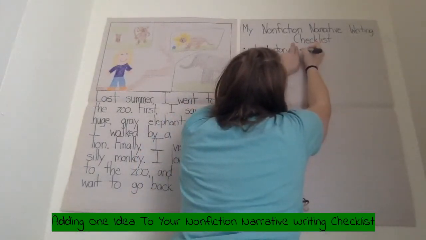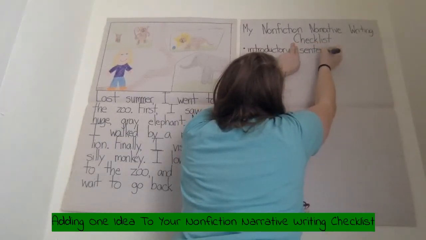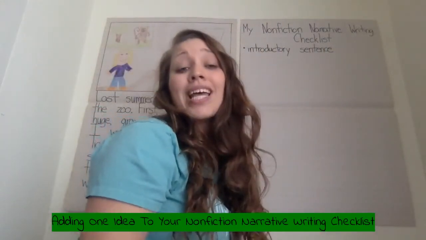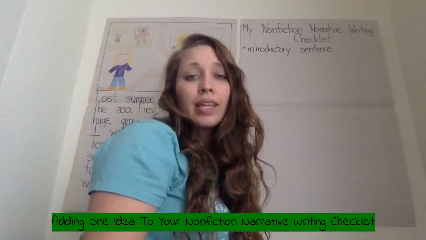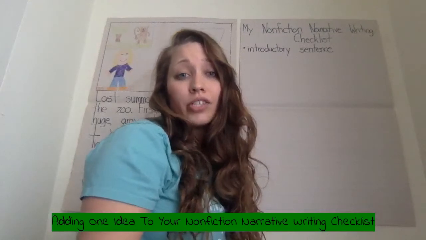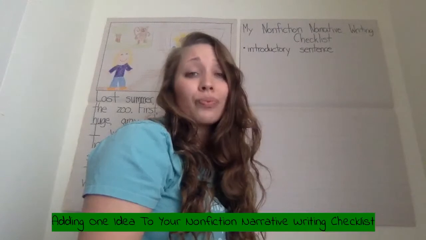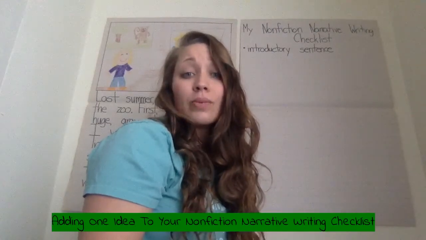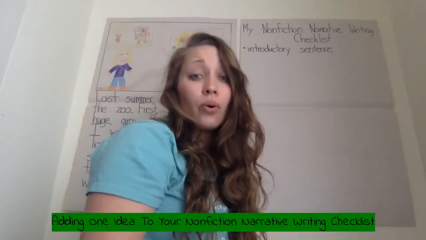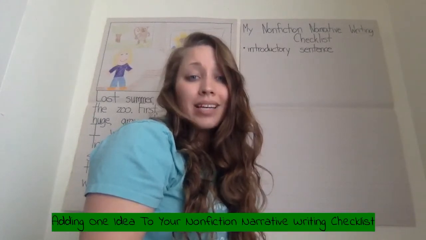Sentence. Introductory sentence. Now I am going to pick a symbol that I can use to identify my introductory sentence in my nonfiction narrative from beginning to end. I am going to choose to use a green underline. That means when I am using my nonfiction narrative writing checklist to revise and edit my own nonfiction narrative later, I will underline it in green to help me identify that I included it.